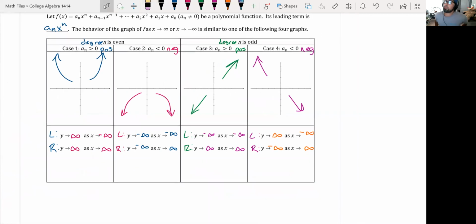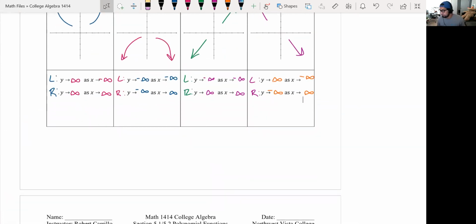All right. So knowing the end behavior tells you a lot. So these cases just tell us how the graph will open, how the tails will go. All right, moving on.